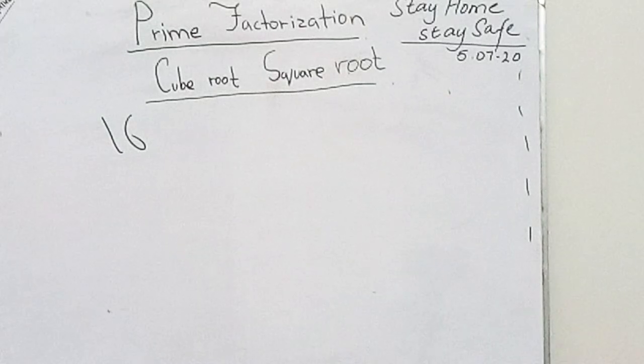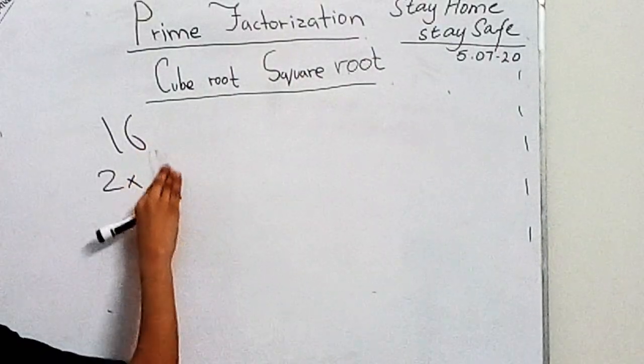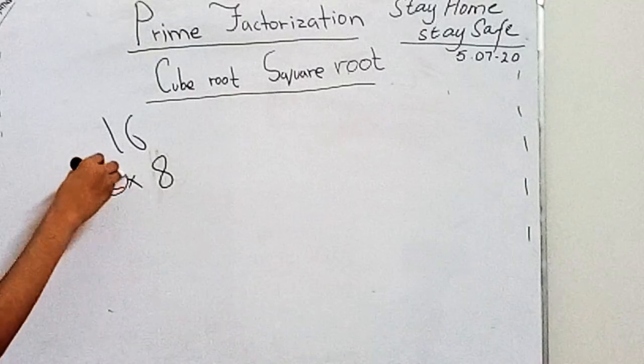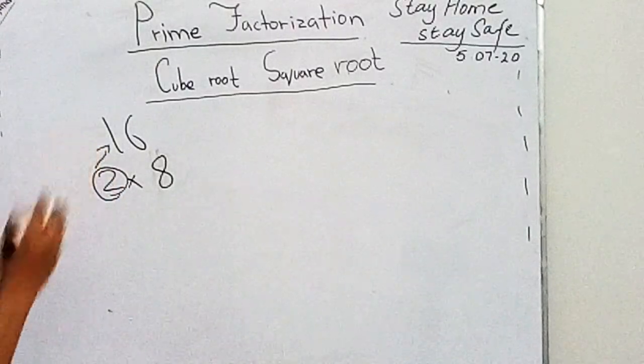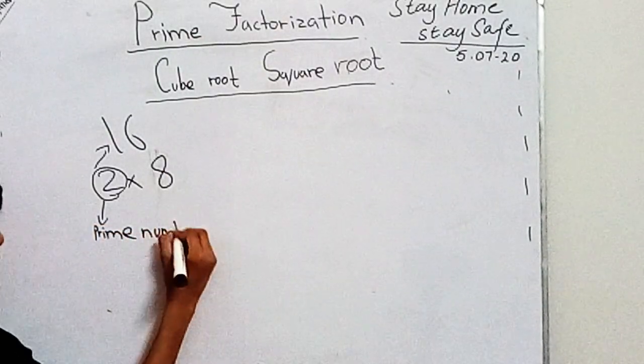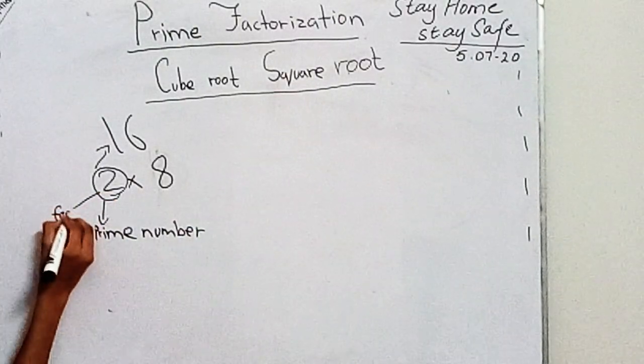So let's see the prime factors of this number. The factor of 16 should be a prime number. Let's say 2 is a factor of 16 because 16 comes in the table of 2. So 2 multiplied by 8 is 16. 2 is a prime factor of 16 because 2 is a prime number, and it is also a factor of 16.